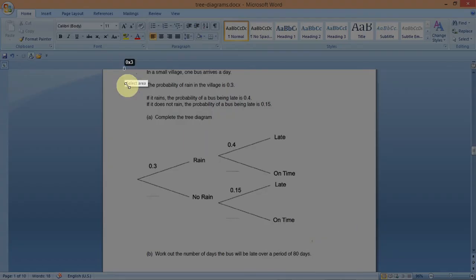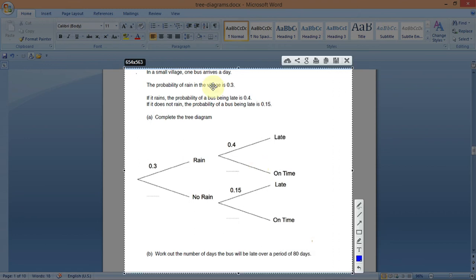This one says that in a small village, one bus arrives a day and the probability of rain in the village is 0.3, and if it rains, the probability of a bus being late is 0.4. If it does not rain, the probability of the bus being late is 0.1. So complete the stuff there. So now this one will be 0.7.